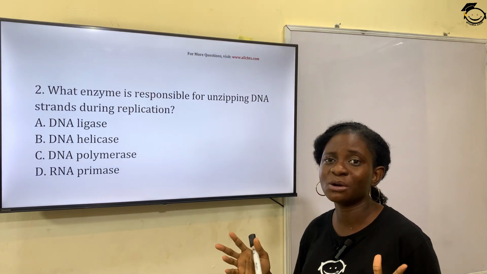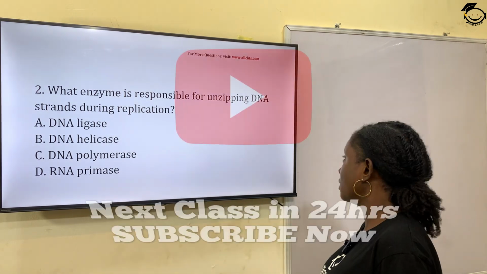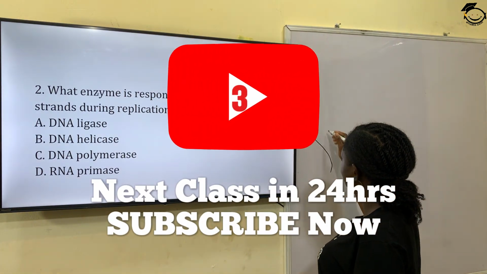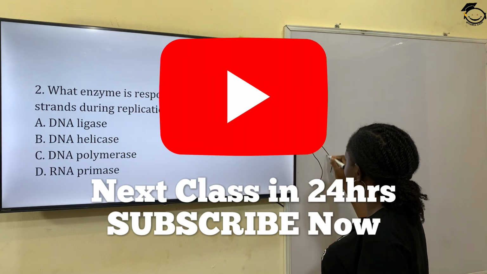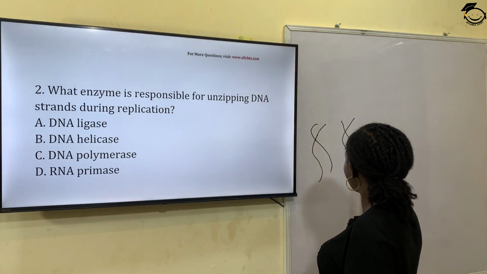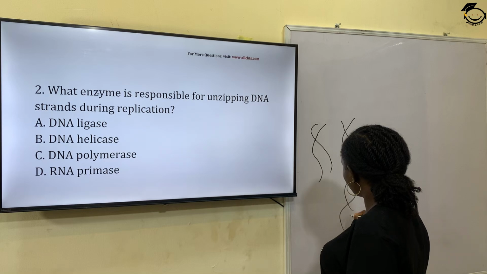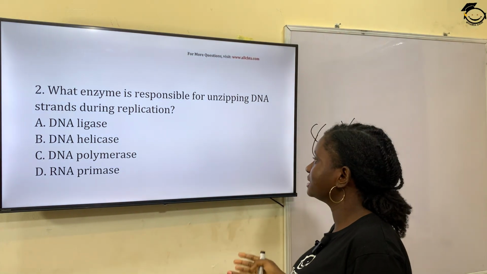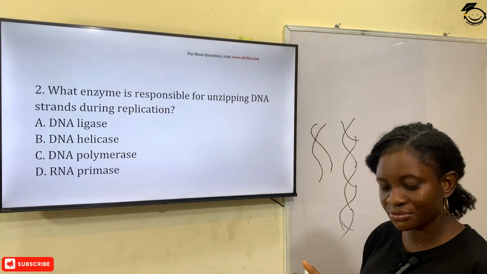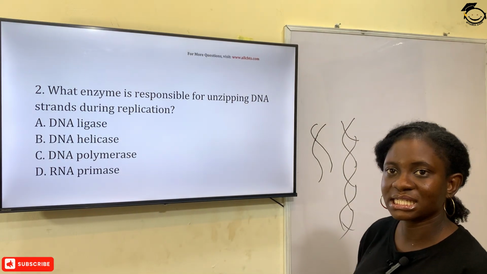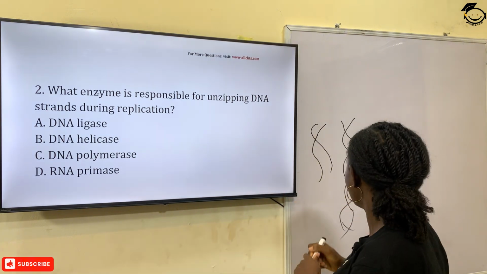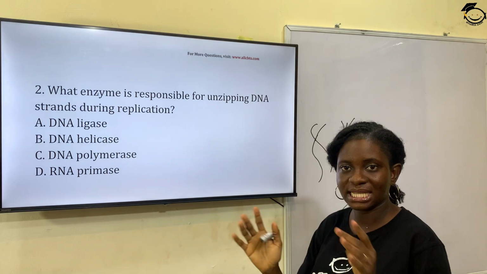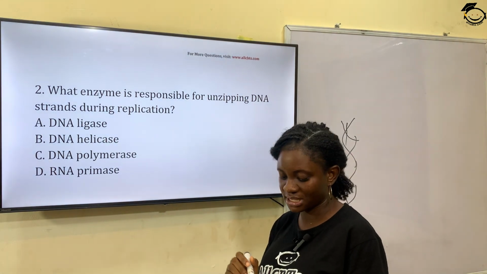If you are familiar with the structure of DNA, we know that DNA is a double-stranded helix. Just to give you an idea of what DNA looks like. And for DNA replication to take place, it has to unwind. We have to separate this double-stranded helix into individual strands.